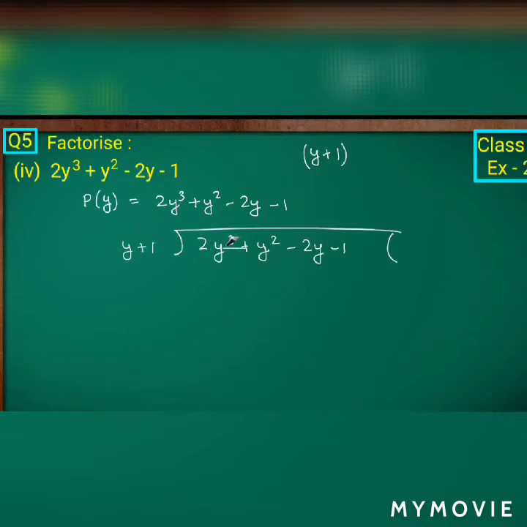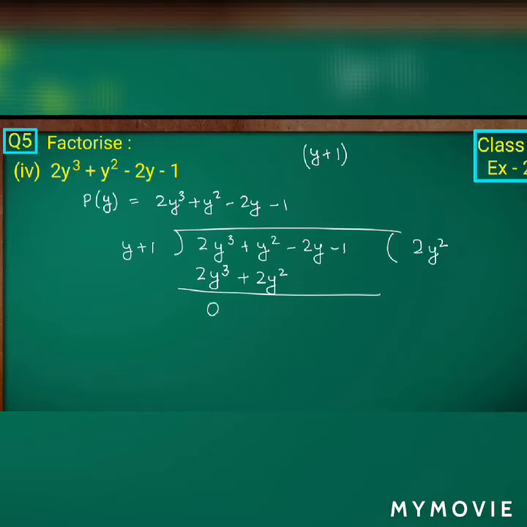So what is the term we have to multiply first? To cancel 2y cube, what do I have to multiply? That is 2y square, isn't it? 2y square into y gives 2y cube. So 2y square times 1 gives plus 2y square. Now we have to do subtraction, so 2y cube will get cancelled.